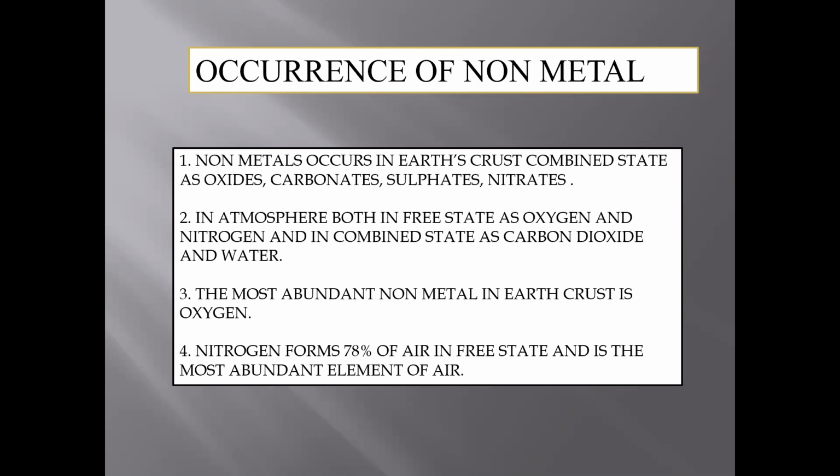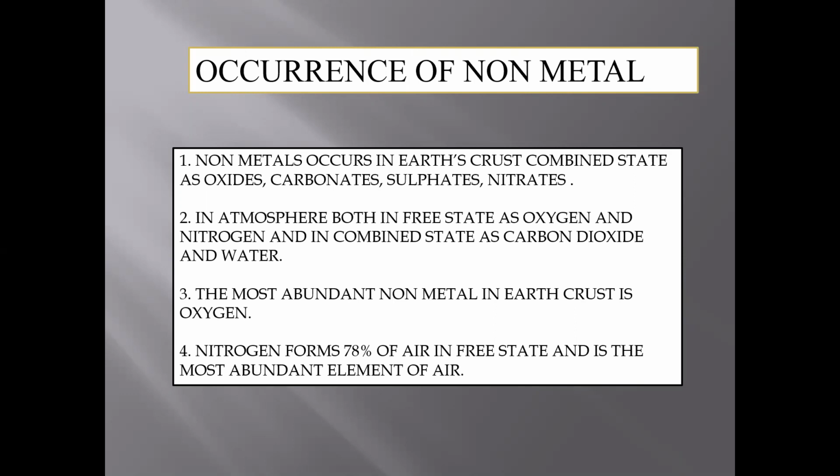Now non-metals occur in Earth's crust in combined state as oxides, that means in combination with oxygen. They may be carbonates, in combination with carbon dioxide. They may be sulfates, a combination with sulfur dioxide, or in combination with nitrogen dioxide to form nitrates. This is because generally non-metals are highly reactive. In the atmosphere, they may occur in free state as oxygen and nitrogen, or in combined state as carbon dioxide and water.